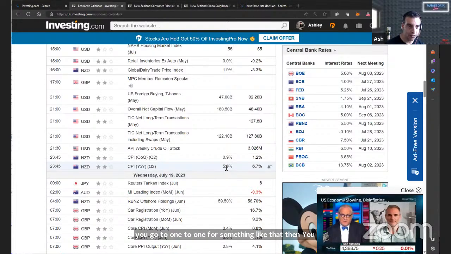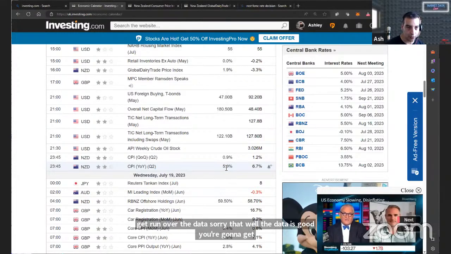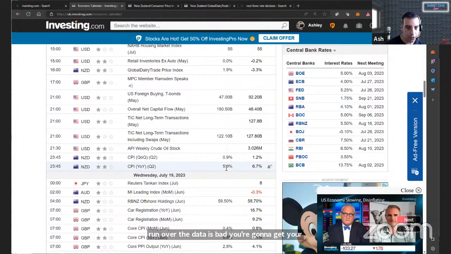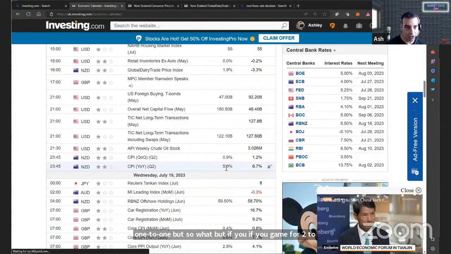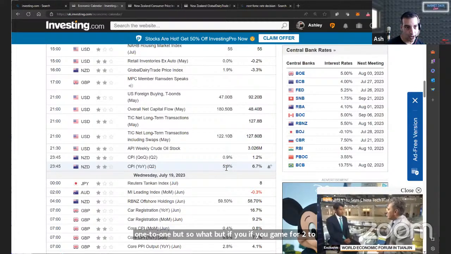The data's bad, you're going to get run over. The data's good, you're going to get run over. The data's bad, you're going to get your 1-to-1. But so what? If you go for 2-to-1, then it's not such a problem, because if the data's good, you're going to lose, but you're going to lose 1. If the data's bad, then you're going to win, but you're going to win 2.